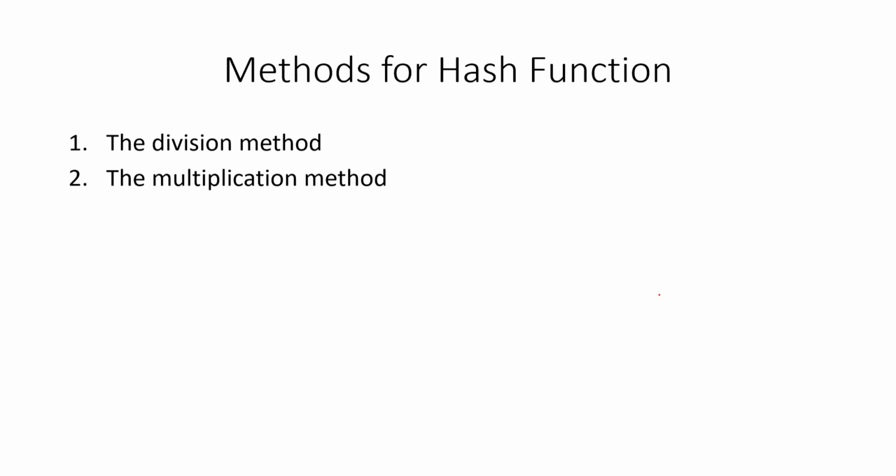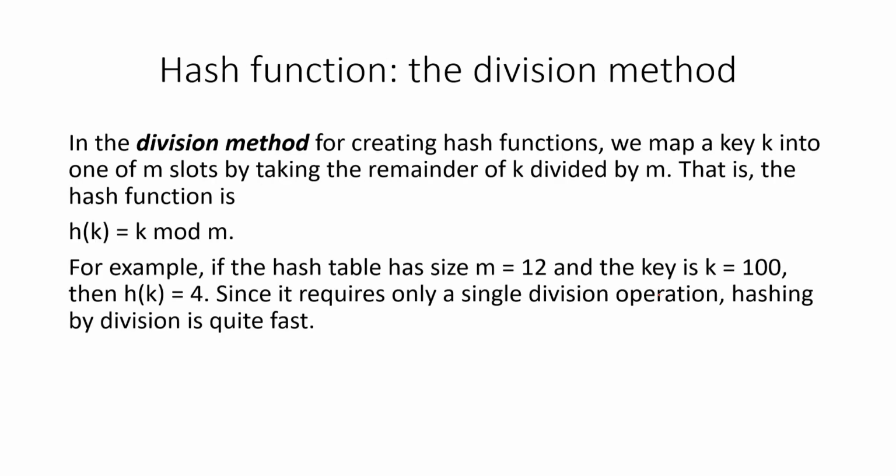And here are the methods for the hash function. Of course, the hash function is very important in converting the data itself. And we have mainly two ways for the hash function. First one is the division method, and second one is the multiplication method. So first is the division method.